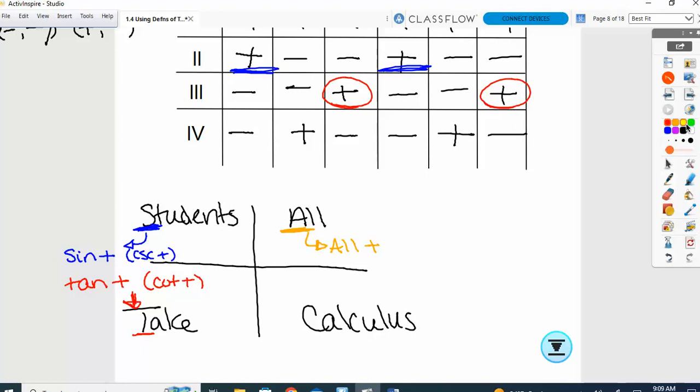And the 4th quadrant, C. What do you think that stands for? So in the 4th quadrant, cosine is positive, which means its reciprocal is as well. And the other 4 are negative.